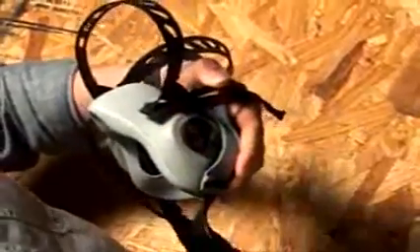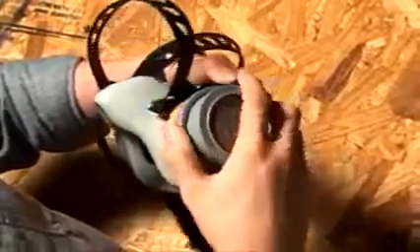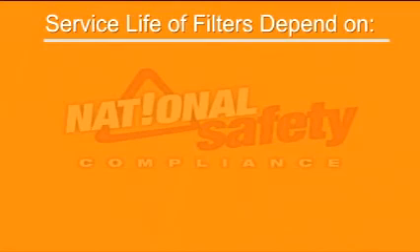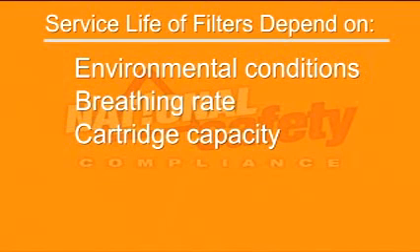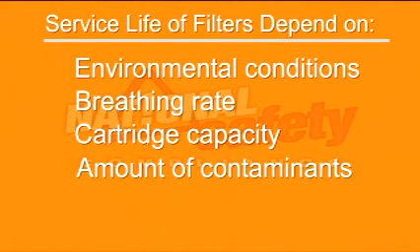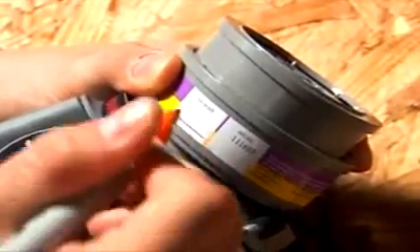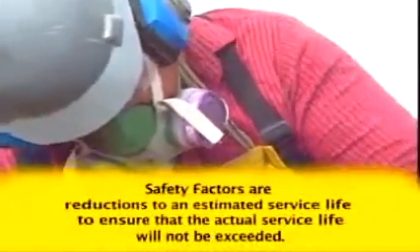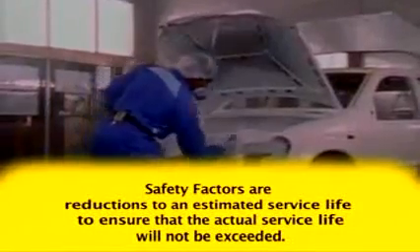The change schedule is part of the written respirator program and states how often cartridges should be replaced and what information was relied upon to make this judgment. The service life of the filter depends upon many factors, including environmental conditions, breathing rate, cartridge filtering capacity, and the amount of contaminants in the air. A safety factor should be applied to the service life estimate to assure the change schedule is a conservative estimate. Safety factors are reductions to an estimated service life to ensure the actual service life will not be exceeded.